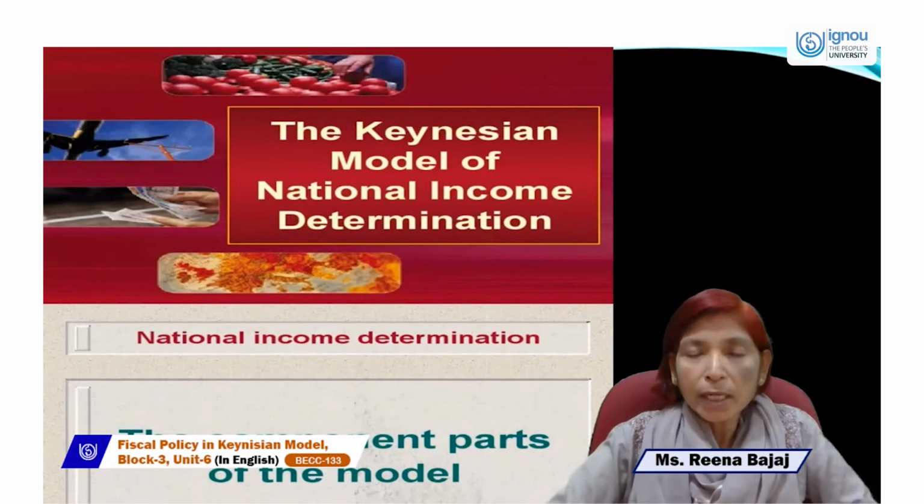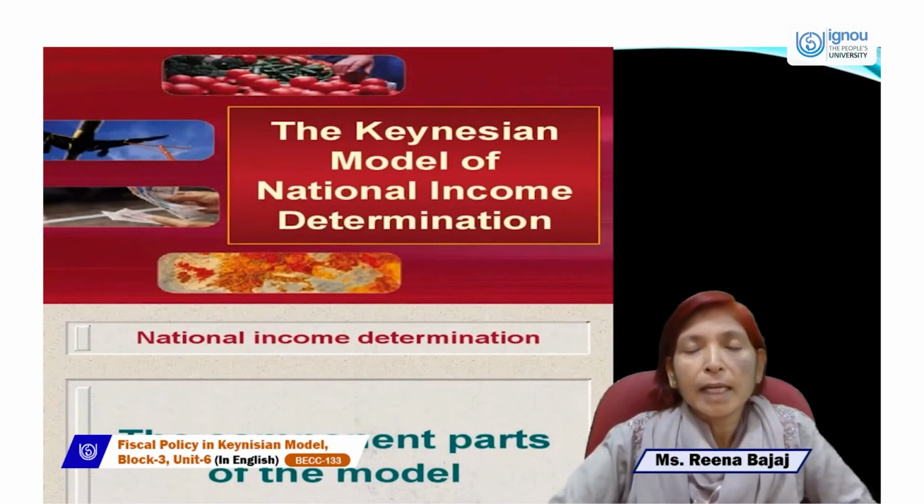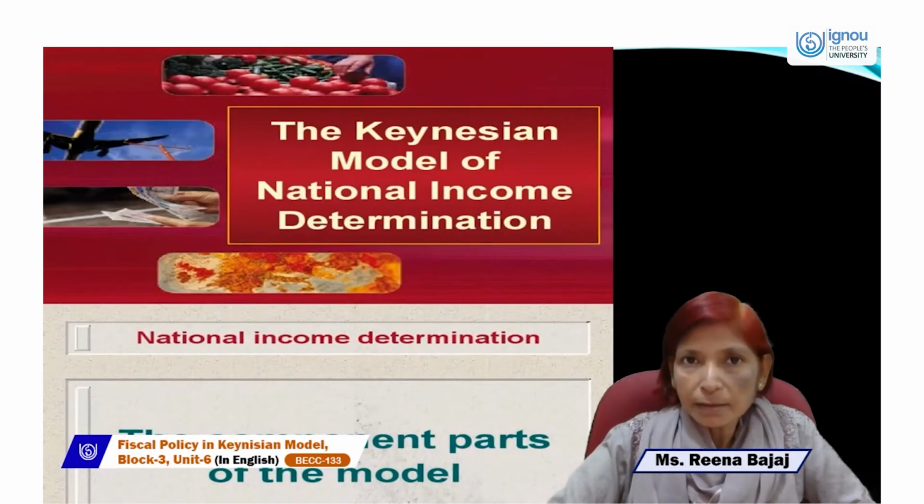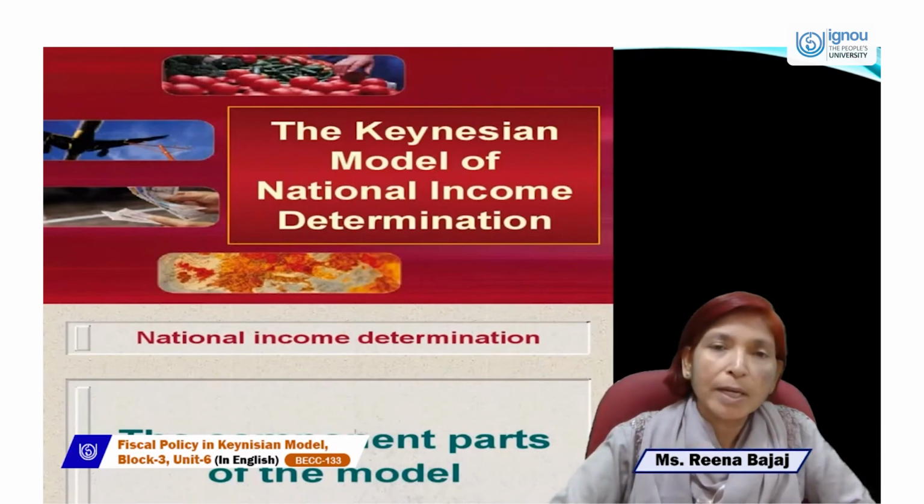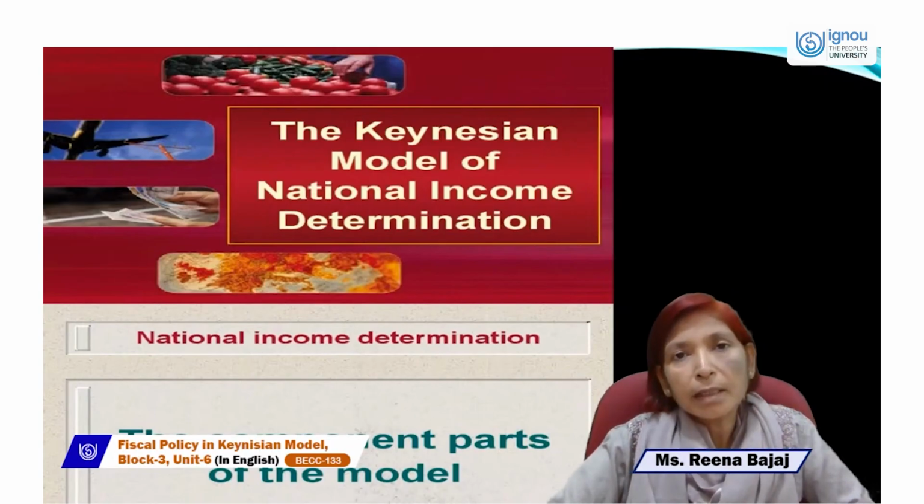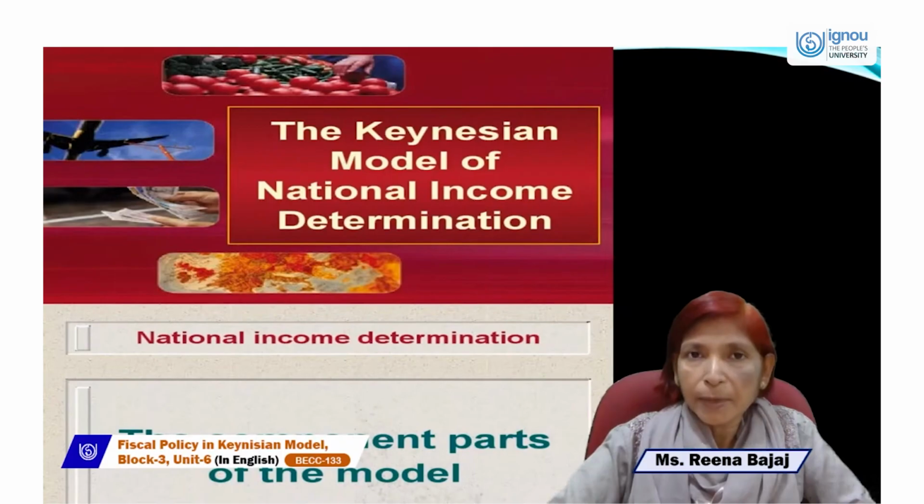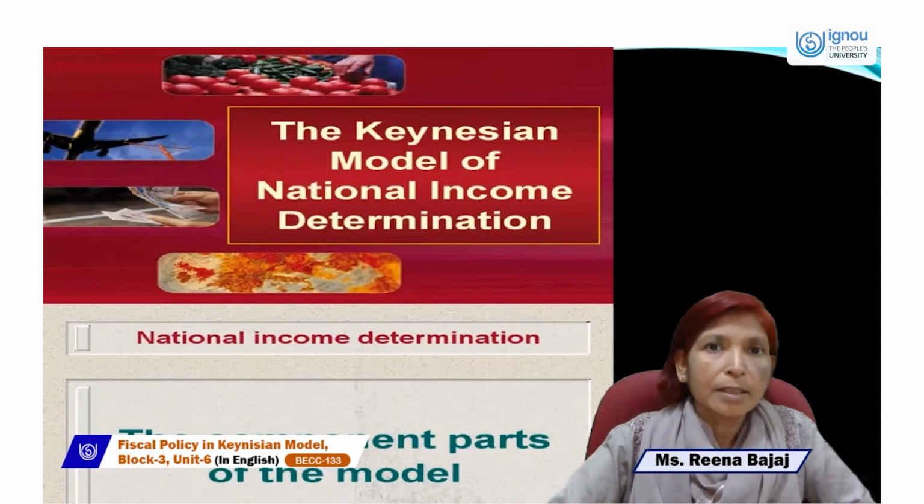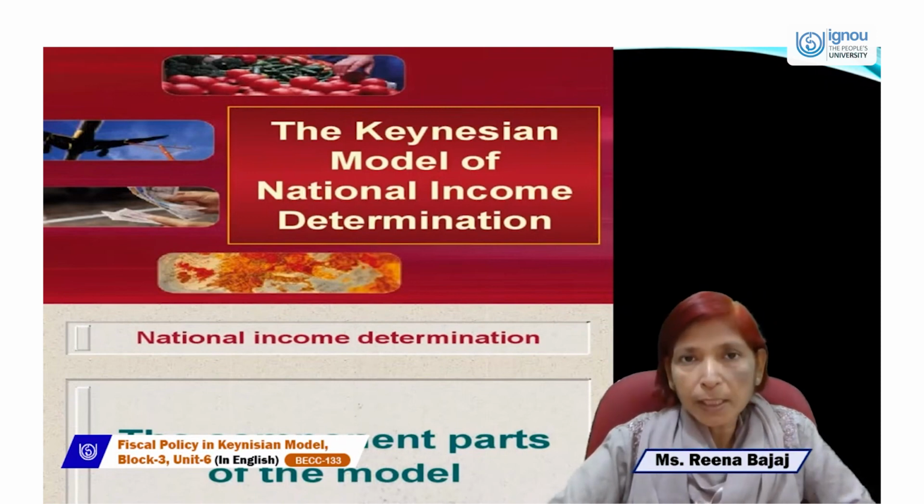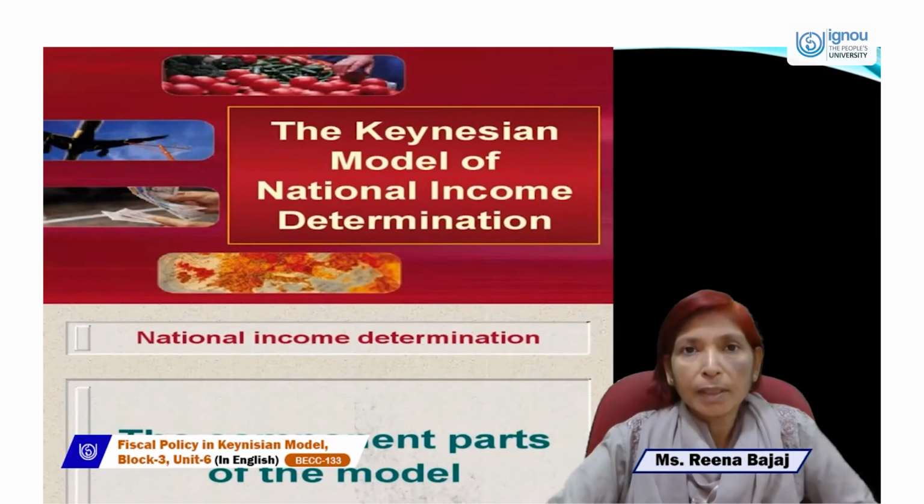National income accounting has different methods like the value added method, income method, and expenditure method from which we can calculate national income. We have studied national income aggregates like GDP, GNP, NDP, NNP, at market price and at factor cost, and the concepts of real GDP, potential GDP, actual GDP, nominal GDP. All these concepts you have studied in previous sessions.